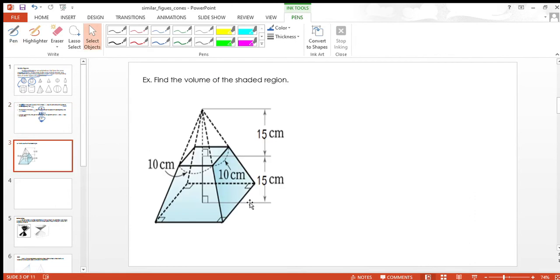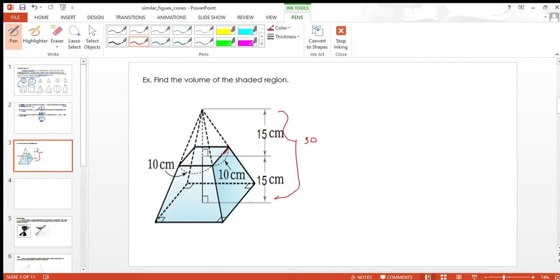Let's now go to an example here. Again, the example that I'm discussing here are already from your module. Let me just explain some of the problems there. So find the volume of the shaded area. So this is our shaded area. So if you will look closely in our diagram, we have two similar figures. We have the smaller pyramid and we have the bigger pyramid. The height of the smaller pyramid is 15, while the height of the bigger pyramid will be 30.